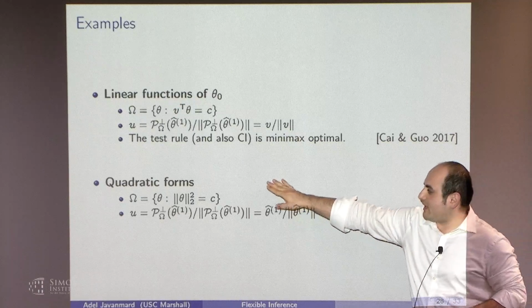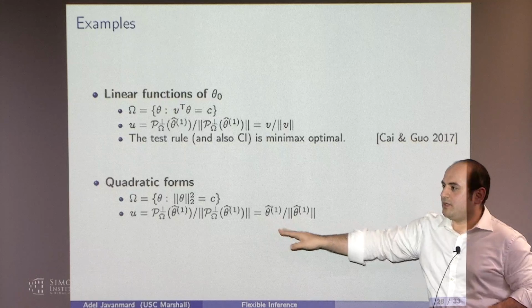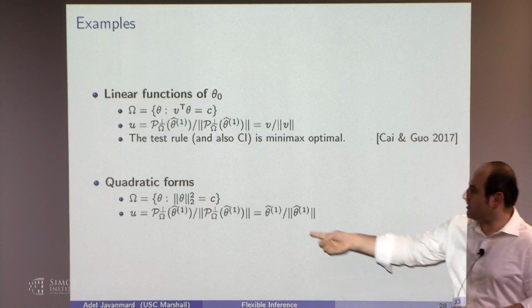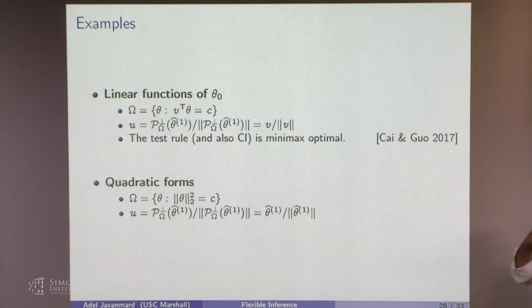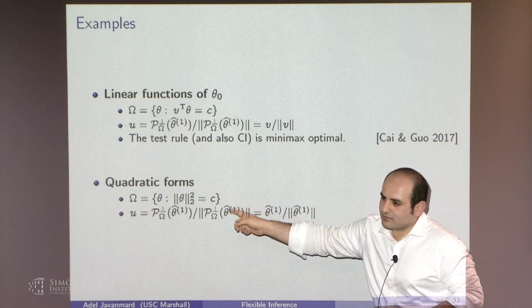If you consider the quadratic forms, then this becomes basically theta hat 1. So you need to do debiasing, but in the direction of the lasso. You mean omega is less than or equal, like the norm squared is less than or equal to C, perhaps? Like omega convex, doesn't matter? Yeah, you can replace it.